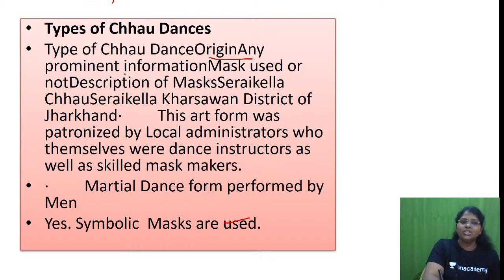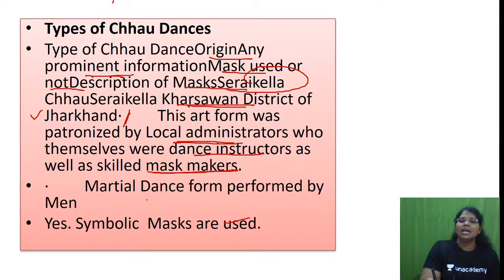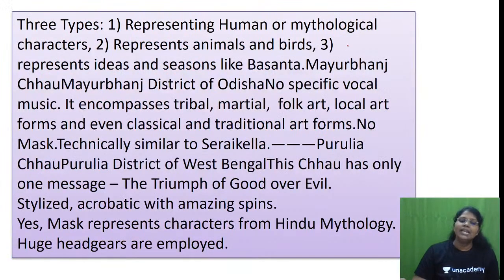Type of Chhau dance, origin, any prominent information, mask used or not, description of mask. Saraikela Chhau, Saraikela, Seraikela Kharsawan district of Jharkhand. This art form was patronized by the local administrators who themselves were dance instructors as well as skilled mask makers. A martial dance form performed by men, symbolic masks are used. So try to remember Saraikela Chhau of the Jharkhand region. Is this fine?